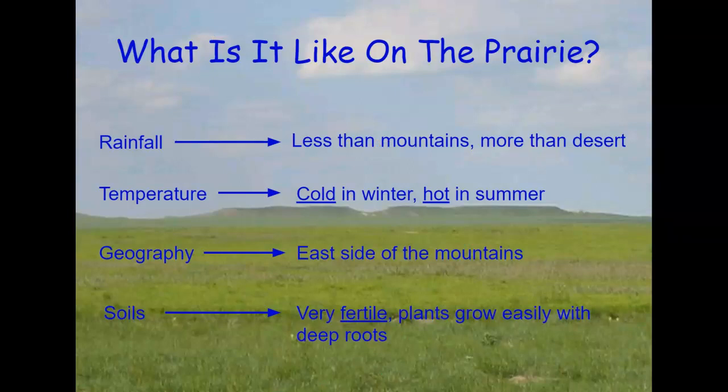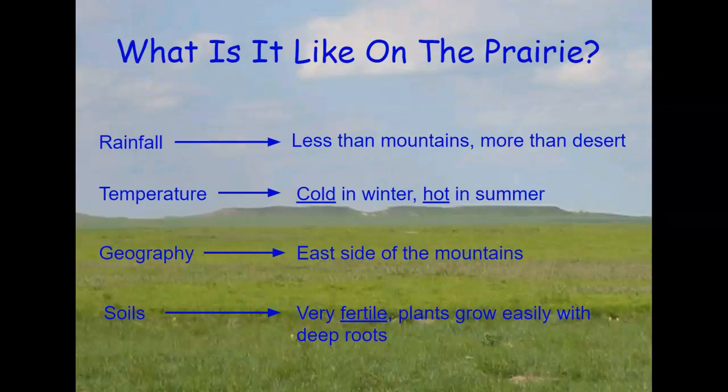There is less rainfall than in the mountains, but more than in the desert. So think about how the prairie, hopefully if the range is in good health, has 100% cover with plants and grasses. But if you're in the desert, you might have large areas of bare ground. That's the difference between the prairie and the desert, and that's related to rainfall.